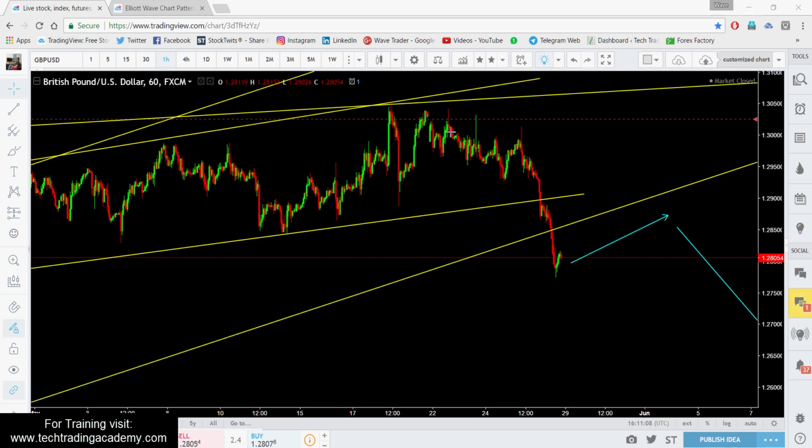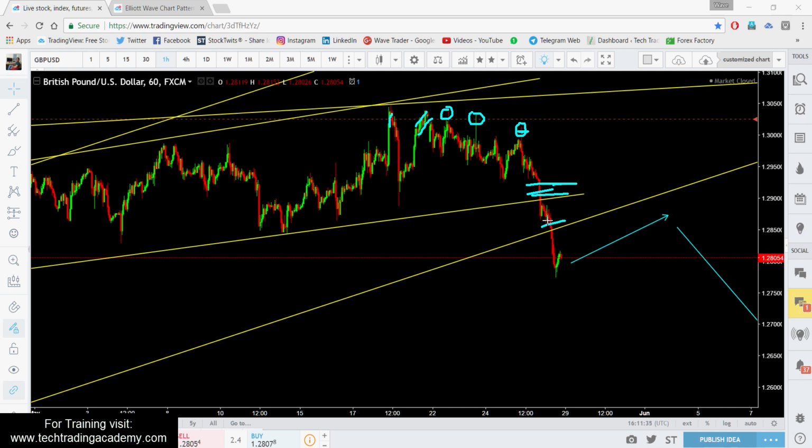Okay, so that was the first entry. Some of you took it here, some of you took it at that area, and some of you missed your entry here when price was testing that top again. Okay, so those who are holding, perfect. Those who are not holding, there is no sell setup here, here, here, and not here.